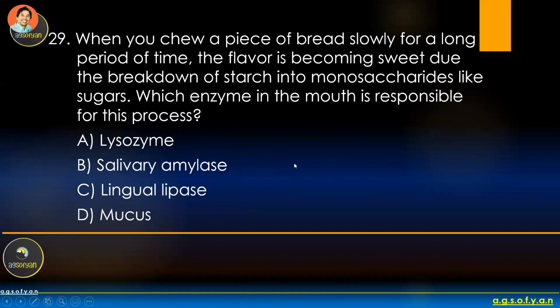When you chew a piece of bread slowly for a long period of time, the flavor becomes sweet due to the breakdown of starch into monosaccharides, like sugars. Which enzyme in the mouth is responsible for this process? Okay, we already explained this one. Starch is amylum. It will be broken down by amylase. That's the name of the enzyme.